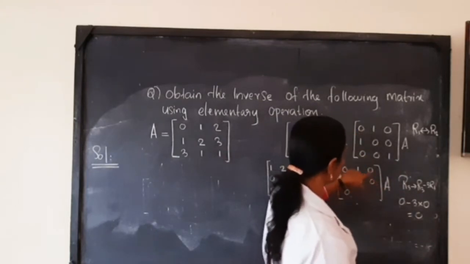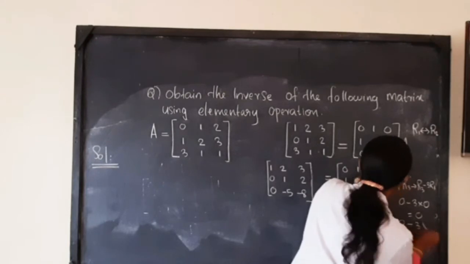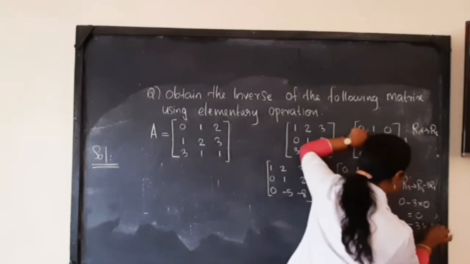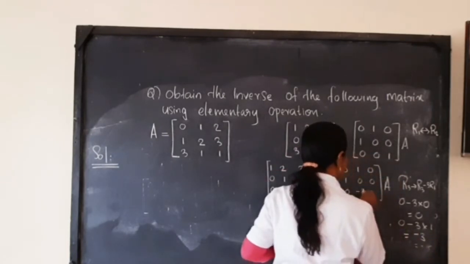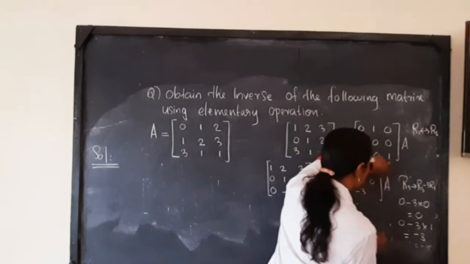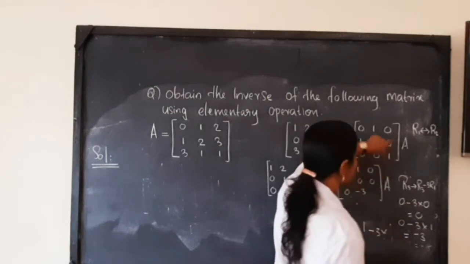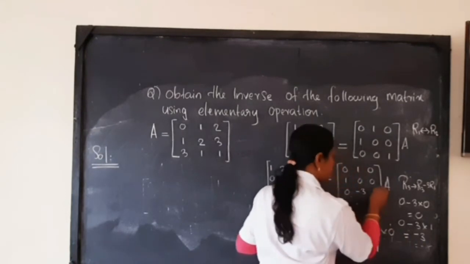Next element is 0. Also here we write R3 0 minus 3 into R1. Here R1 is 1, so we write minus 3. Here we get minus 3. Next element is 1, so here R3 is 1. We get 1 minus 3 into R1, and here R1 is 0, so we get 1. So we put 1 here.